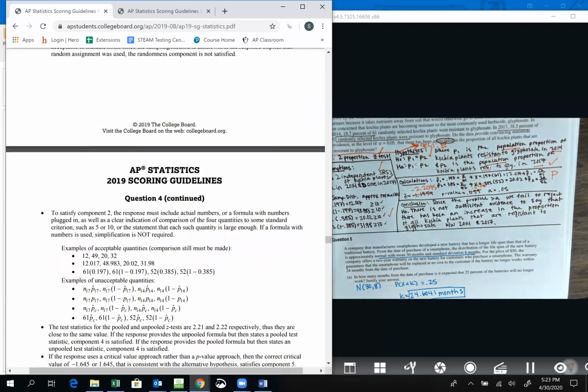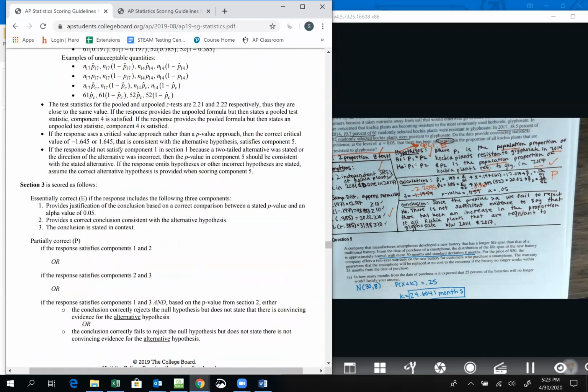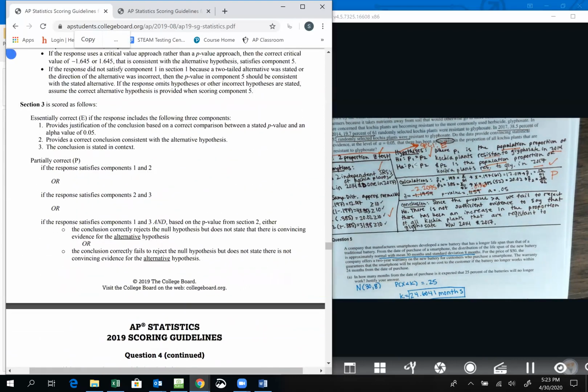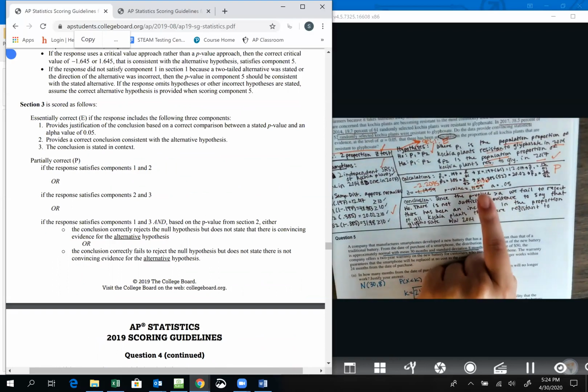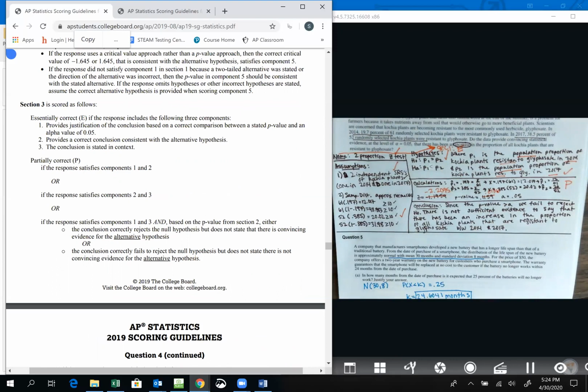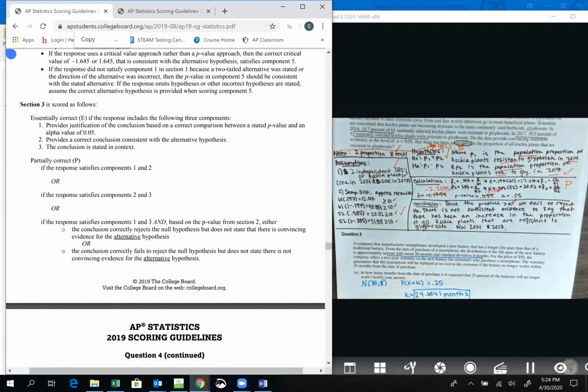Section 3. Okay, there are a lot of notes here that you can read if you want. Section 3 is scored as follows. Provides correct justification of the conclusion based on a correct comparison between a stated p-value and an alpha value of 0.05. So in this case, they told us alpha was 0.05, so you didn't also have to define it. But typically you want to write down what value you're using for alpha, or else write alpha here. Here we didn't need to because it was given in the question. You could have just said alpha.